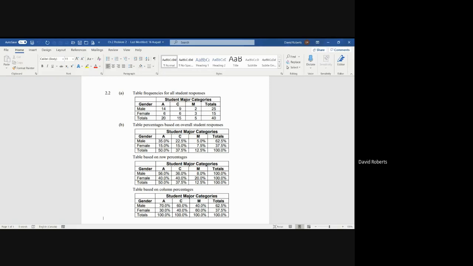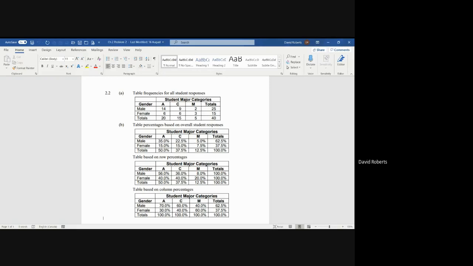Now, in this particular case, what we're doing in the second table, it says that it's broken down by row. So what we're doing is making each row 100%. So of the males, 56% take accounting, 36% take computers, and 8% take marketing. You also have, on the female category, of all females and only females, 40% are accounting students, 40% are computer students, and 20% are marketing.